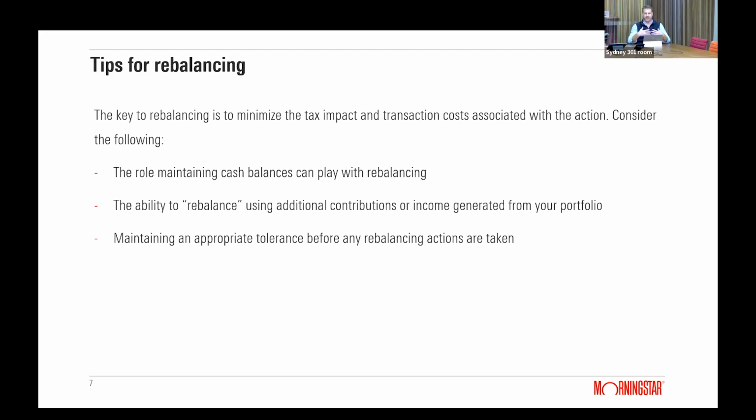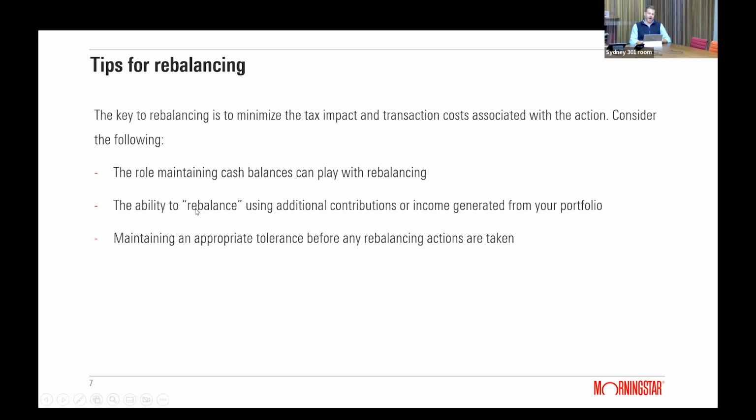So it's obviously taking advantage of opportunities, but it can also help you with rebalancing. So if you build up a little cash in your portfolio, it's not the end of the world because it'll just make that whole rebalancing a little bit easier.